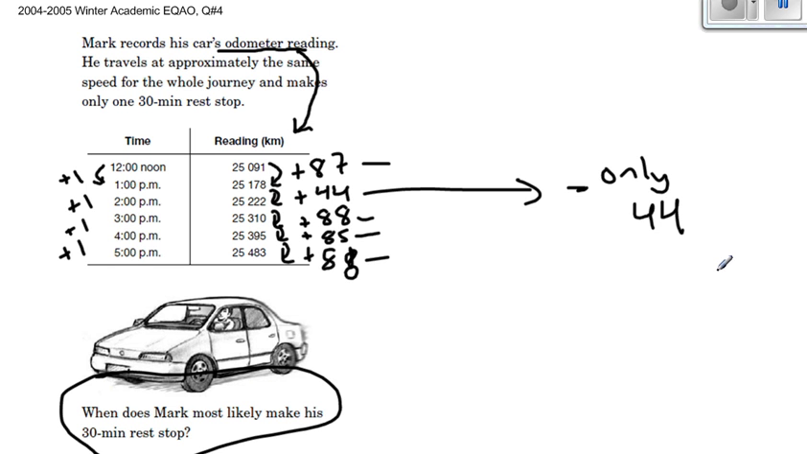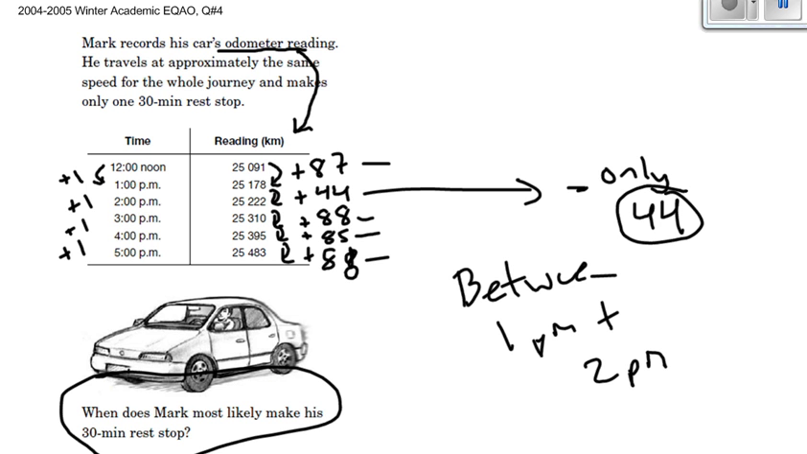So when does Mark likely make his 30-minute rest stop? Well, it would be between 1 p.m. and 2 p.m. because that's when he didn't go the regular distance.